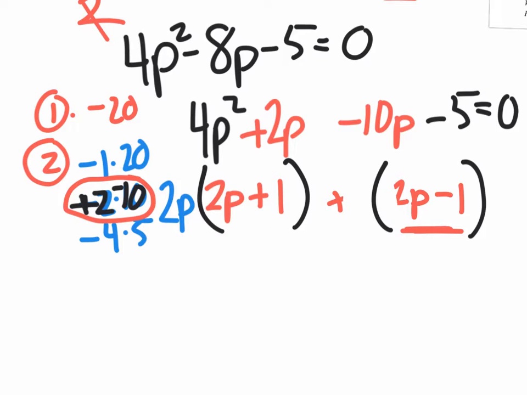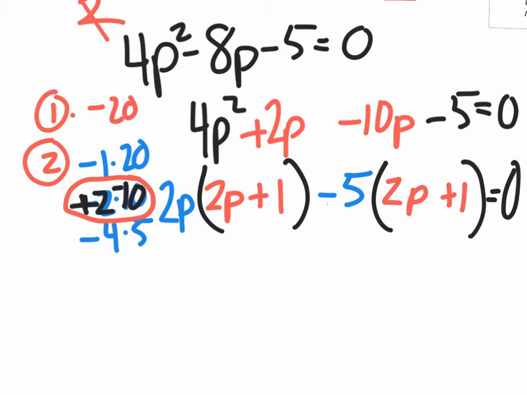Let me erase this. Let's pull out a negative 5 instead. That way we could get the same exact binomial. So I want to pull out a negative 5, and on the inside I will have 2p plus 1. Same exact binomial. Let's not forget that this is an equation equal to 0. But let's continue factoring by grouping.